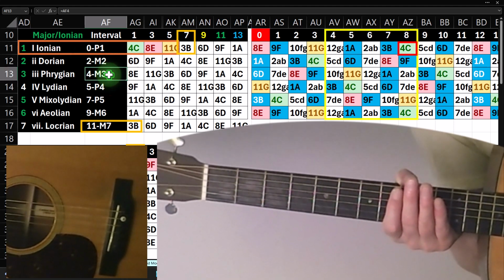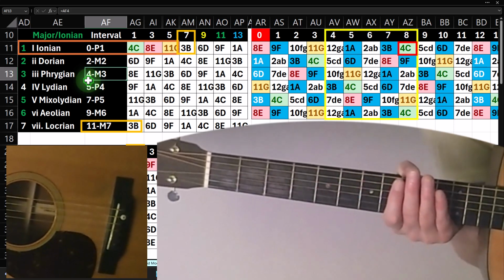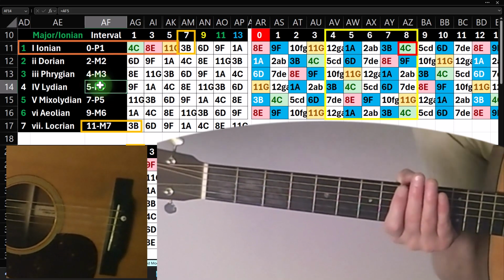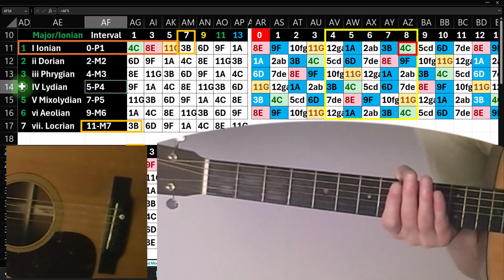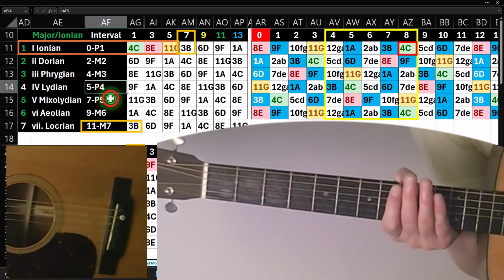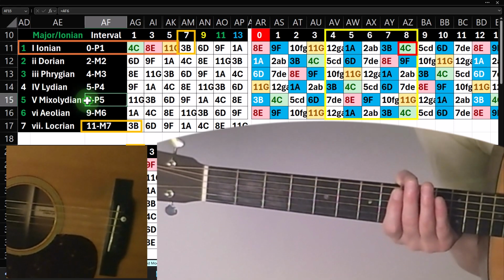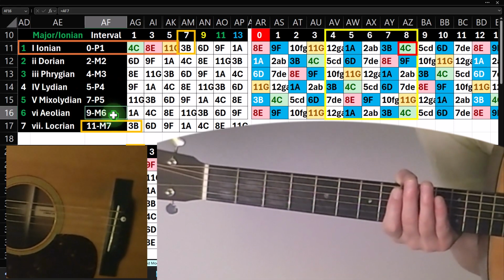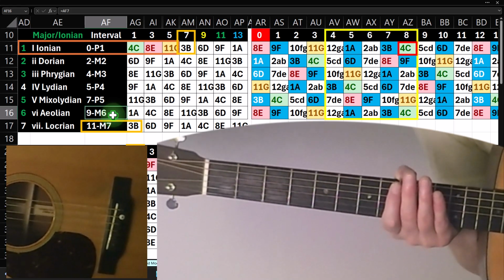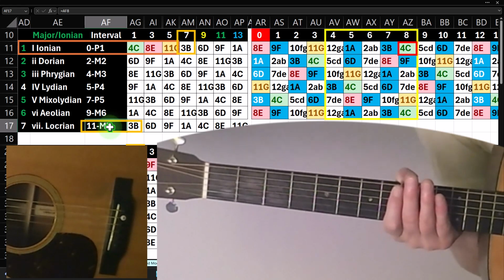And then we've got the major third. So this is the third of the scale. It's a 4-note away major third. And then we have the perfect fourth. So it's the 4th of the scale. It's actually 5 notes away distance-wise. And then we have the perfect fifth, which is a 7-note away perfect fifth. And then the major 6. And then the major 7, 11-note away major 7.